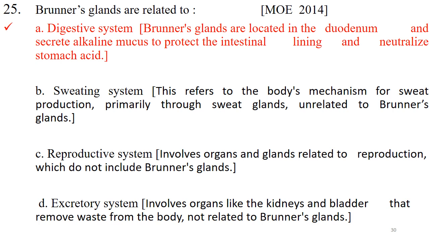Option B, sweating system, is incorrect because the sweating system refers to the body's mechanism for sweat production, primarily through sweat glands, and it is not related to Brunner's gland. And option C, reproductive system, involves organs and glands related to reproduction, which do not include Brunner's gland. And option D is also incorrect because the excretory system involves organs like the kidneys and bladder that remove waste from the body, but it is not related to Brunner's gland.